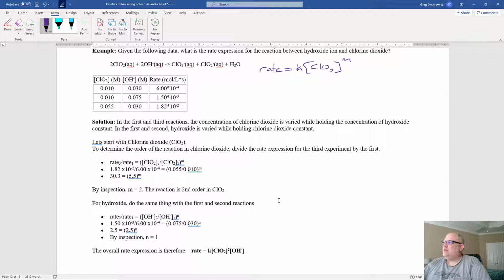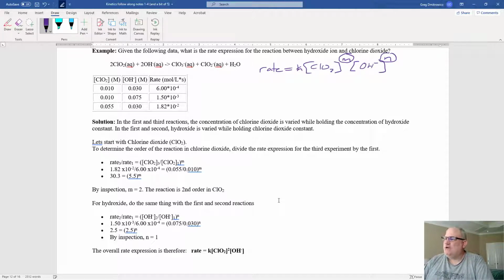And it's going to be multiplied by the concentration of OH minus raised to its order. So this is our base thing. Our whole goal in looking at this data right now is we want to figure out what these two variables right here are, the M and the N. Now, we're going to do this with the method of initial rates.